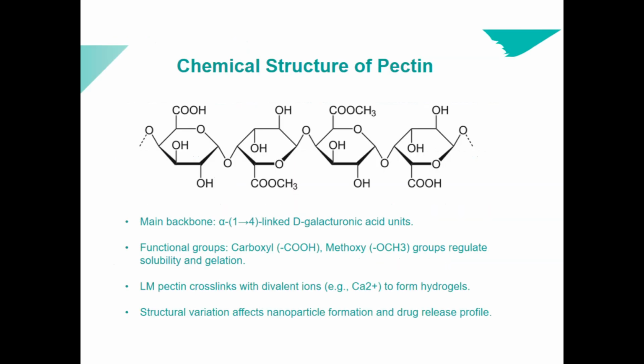Chemically, pectin is composed of alpha-1,4 linked galacturonic acid units with functional groups such as carboxyl, COOH, and methoxy, OCH3, along its backbone. These groups are central to pectin's gelation behavior, particularly in the presence of divalent cations like calcium. Depending on its degree of methylation, pectin is categorized into high methoxyl and low methoxyl types. The low methoxyl variety, in particular, enables ionic cross-linking under mild conditions, facilitating the formation of hydrogels and nanoparticles without harsh chemicals or extreme pH.